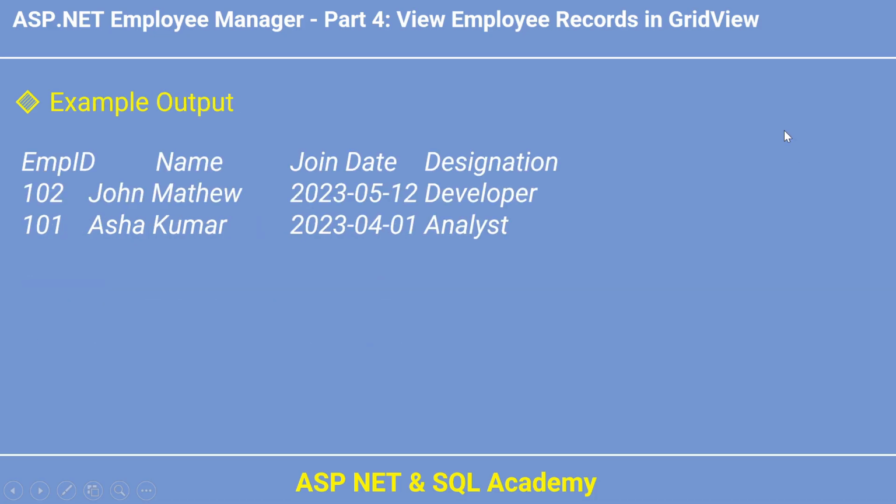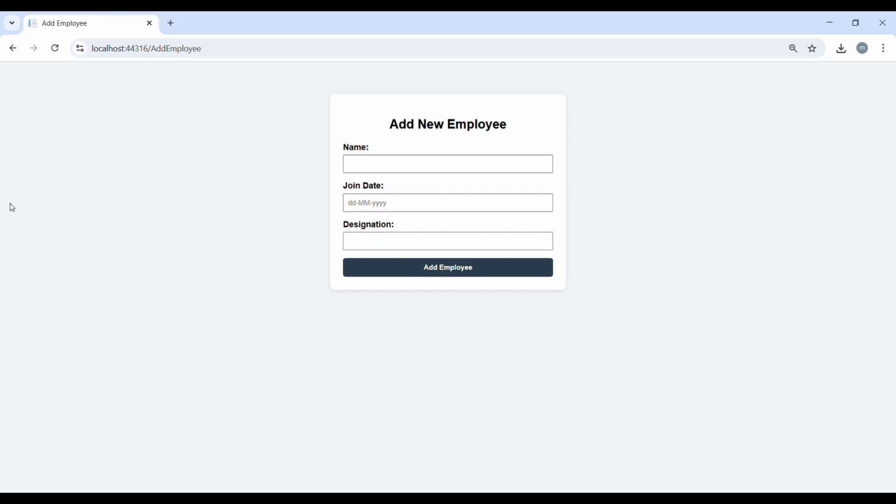Here is an example output of the GridView after binding. Employee records are displayed clearly, sorted by the latest entry first.